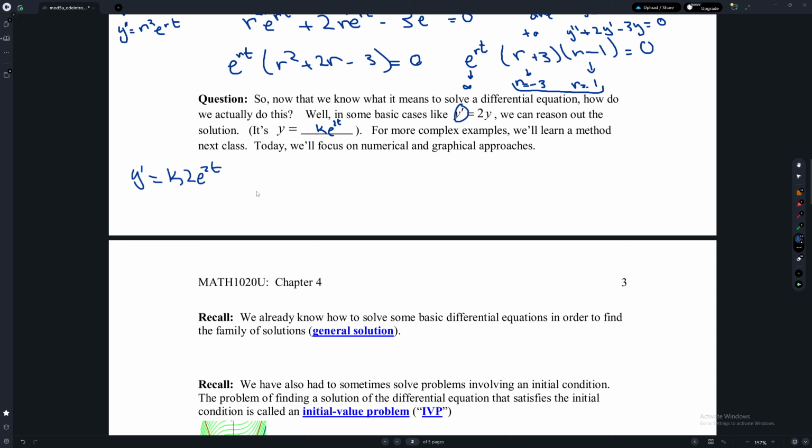And so when we sub it in, we already have our y prime equals 2y, and this would equal k 2e to the 2t equals, we bring in the 2, and we get the same equation from here. 2t, and you see these are equal to each other. Like if you flip this here and you flip this here, this is the same.